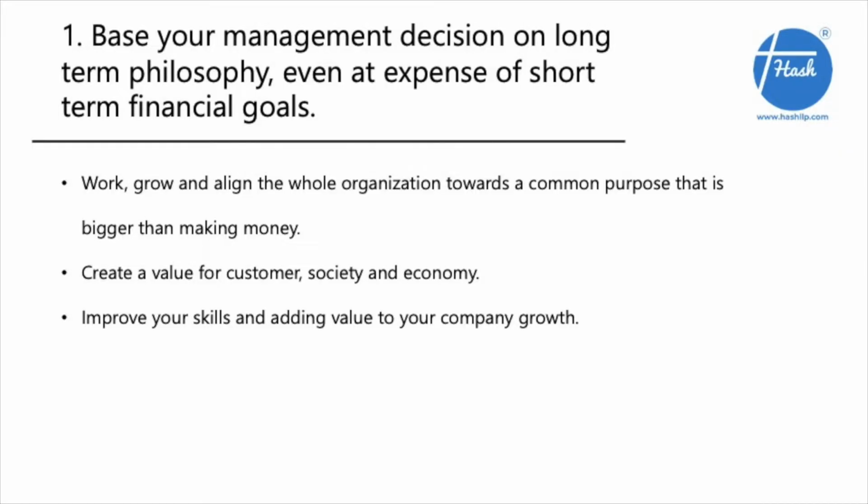So the idea is, instead of short term, look at the long term, and this is reflected in all their decisions. What the principle explains is to work, grow and align the whole organization towards a common purpose. That is the vision of the company, rather than some short-term goals. Create value for customer, society and economy, and improve skills continuously, adding value to the company's growth. So this is the first principle, for the philosophy part, the first P of the Toyota Way. And next, we are now going to talk about the processes.